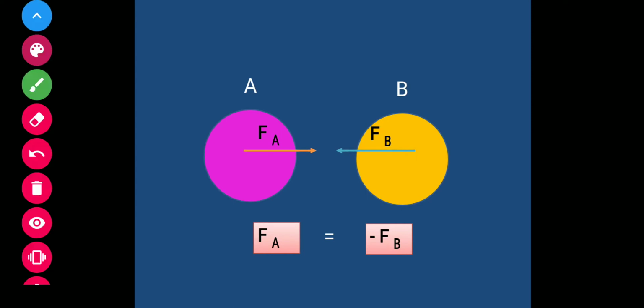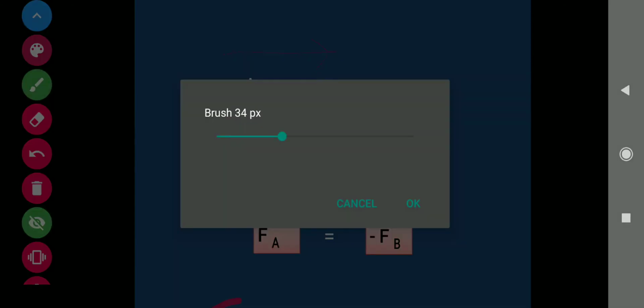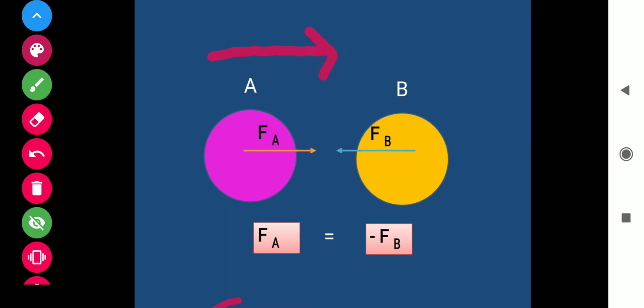Means children, if A is applying a force on B, at the same time, B is also applying a force on object A, and both the forces are of the same magnitude but they are in opposite direction, and both the forces occur at the same time. Okay.